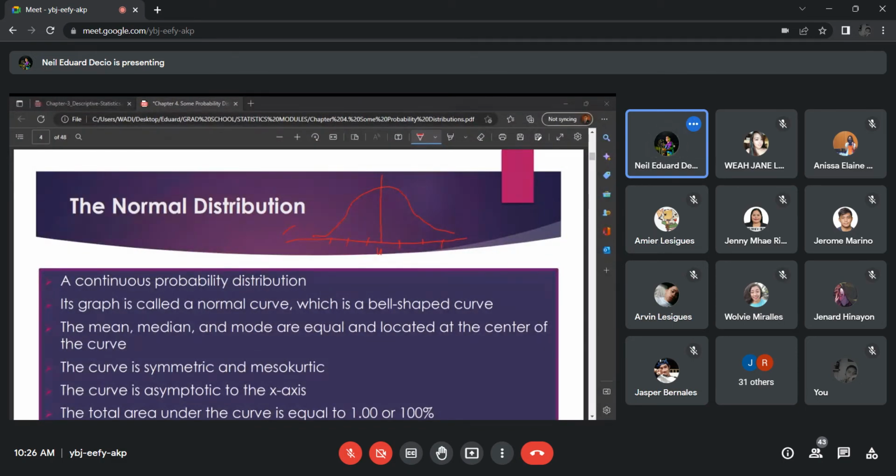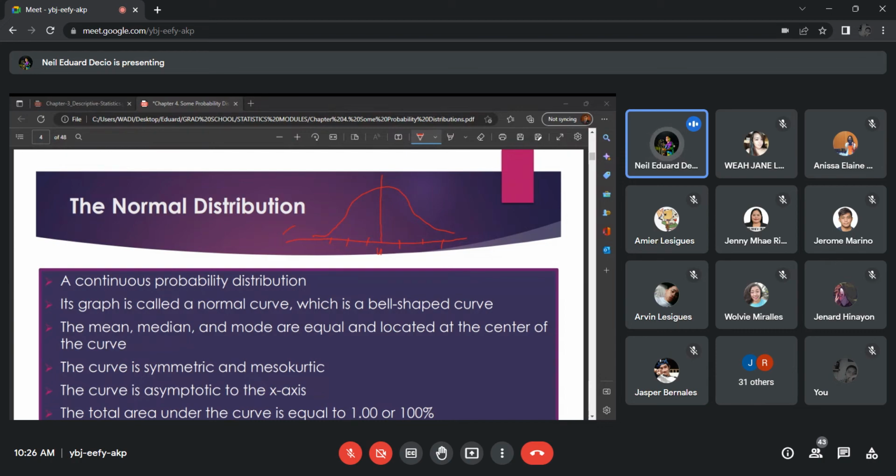This slide, no, a normal distribution should be a continuous probability distribution. And then its graph is called a normal curve, which is a bell-shaped curve. And then the mean, median, and mode are equal and located at the center of the curve. So, kung perfectly normal yung data distribution natin, if symmetric talaga yung data distribution, then the mean, median, and mode are actually equal. Pare-parehas yung value ng mean, median, and mode natin. And then the curve is symmetric and mesocortic.